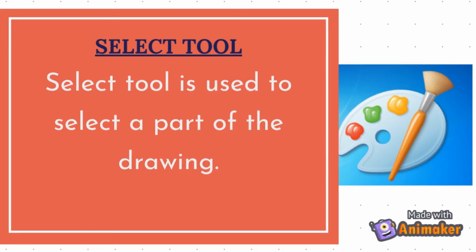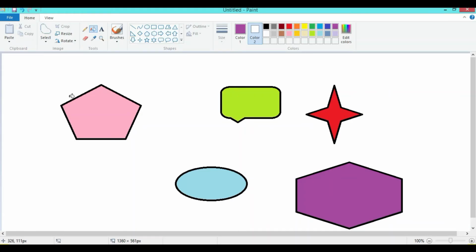Let's see how we can use the Select tool in the Paint program. I've already drawn some pictures for you in the drawing area. Now the Select tool is present under the Home tab in the Image group. The Select tool is used to select any part of your drawing.